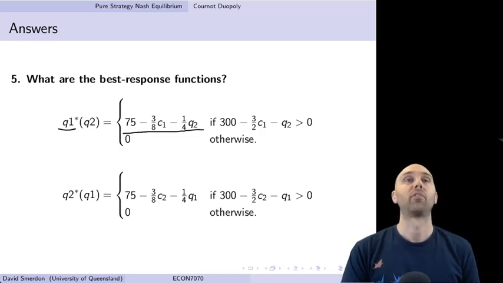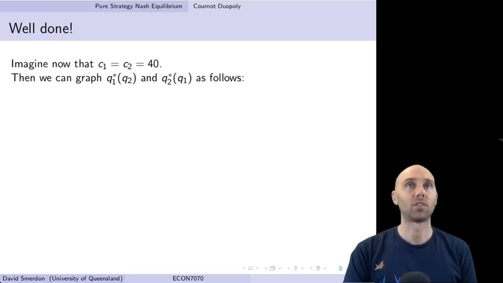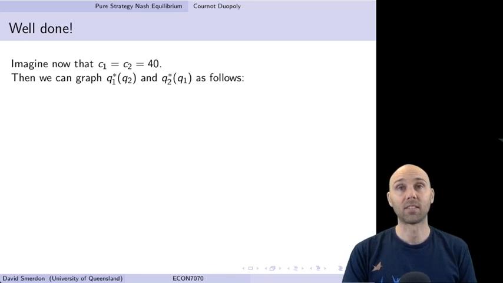We do the same for firm 2. We get again the symmetrical condition, just changing the Q1s to Q2s and vice versa, and the C1 to C2. And we have our two best response functions. And that's great. Now we have everything we need to solve the game.